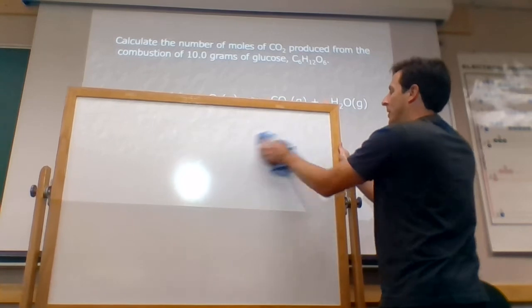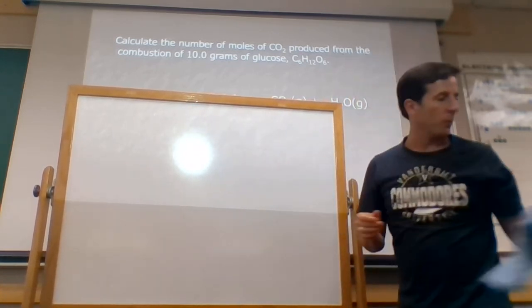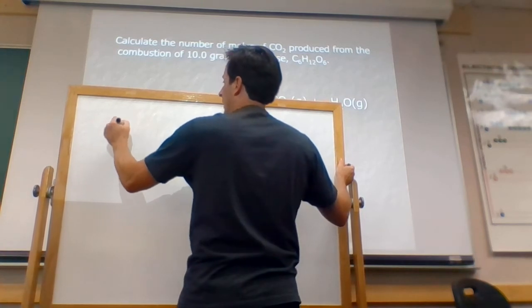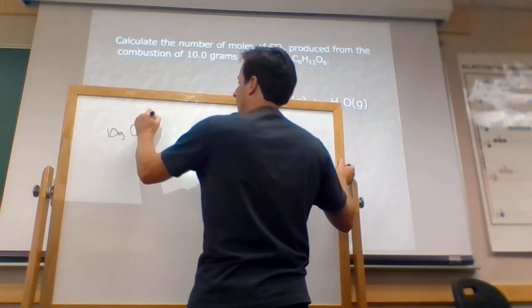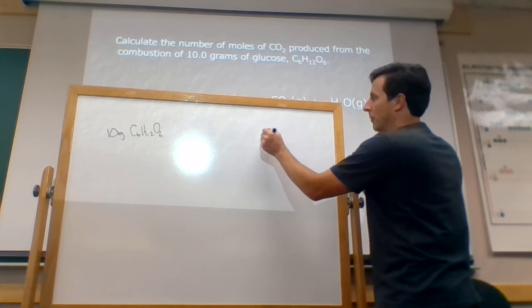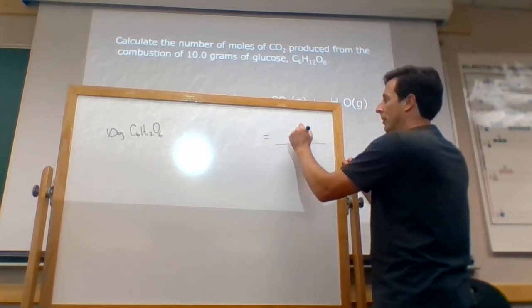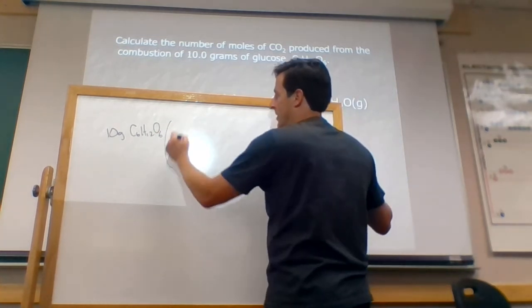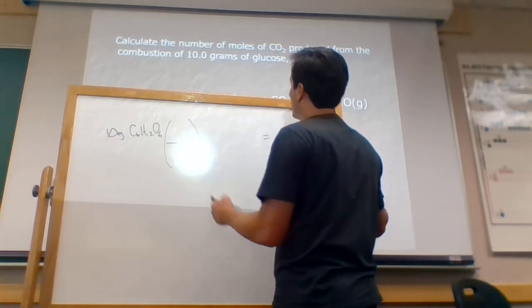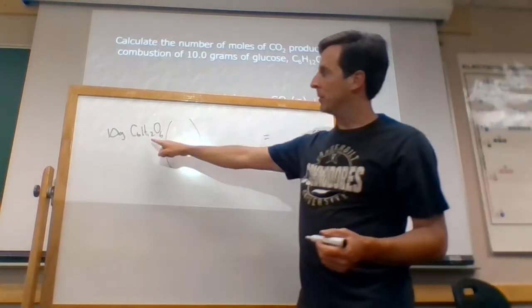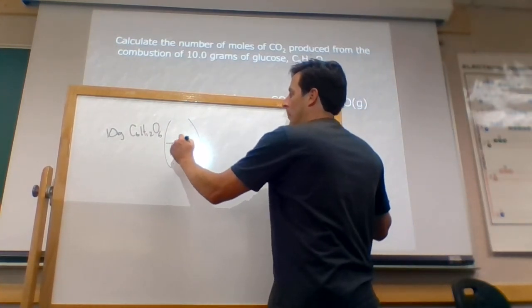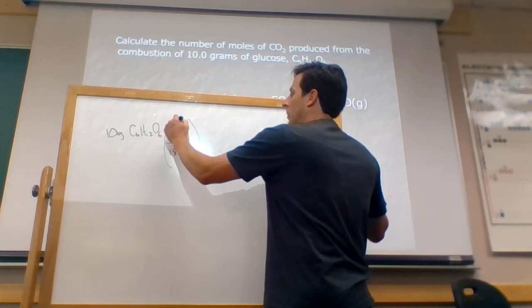All right, so this problem is going to look very much like the one we just did a minute ago. I'm going to start with 10 grams of C6H12O6. I'm going for the moles of CO2. The first step from grams, I always have to go to moles. You'd have to add up the molecular weight of glucose. You should come up with about 180. So it's going to be 180 grams per mole.